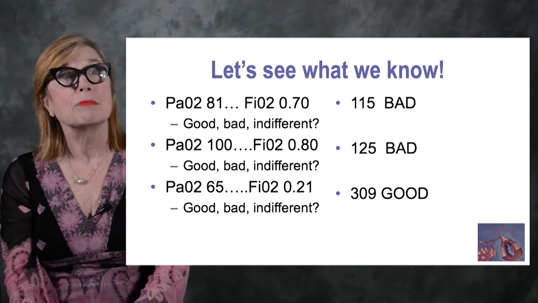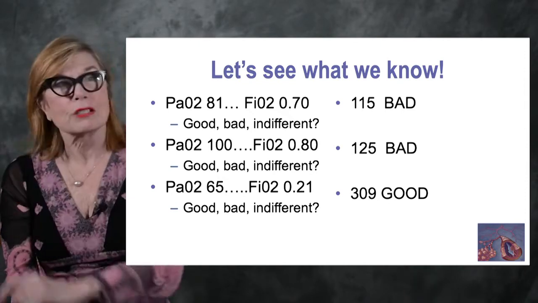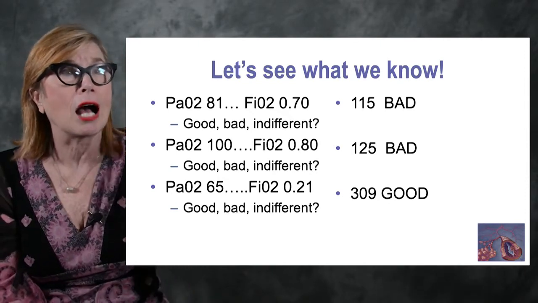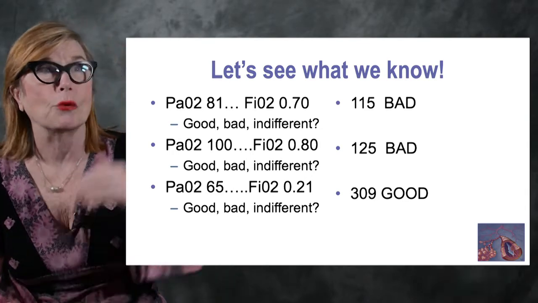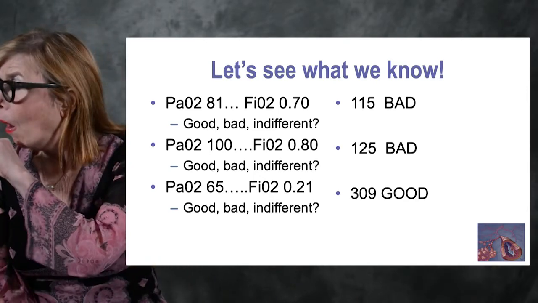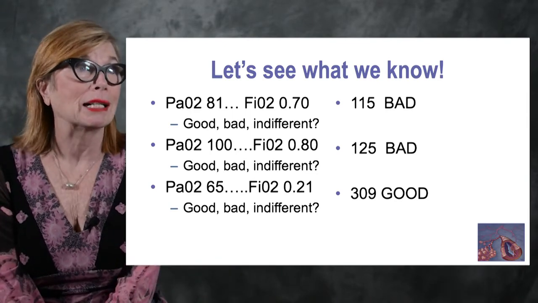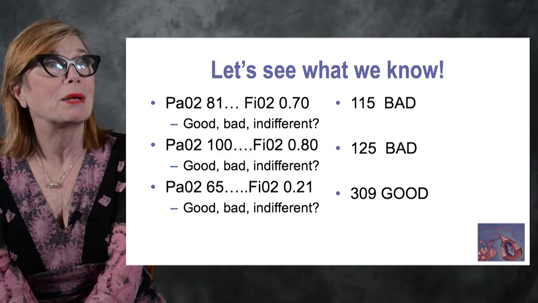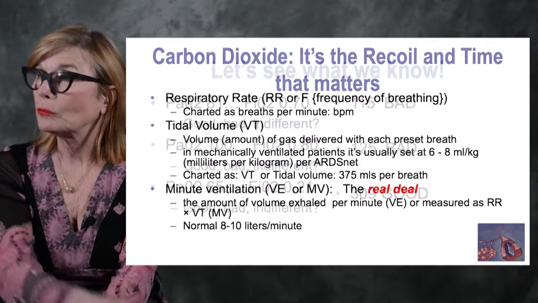Now, what does this mean to us? Number one, your patient on 70% FiO2, he's not responding to oxygen, do something else. The patient on 80% FiO2, he's not responding to oxygen, do something else. But patient number three, he's got a good response to oxygen, turn up his FiO2. That's why you're using the P to F, to tell you when you need to do something else.